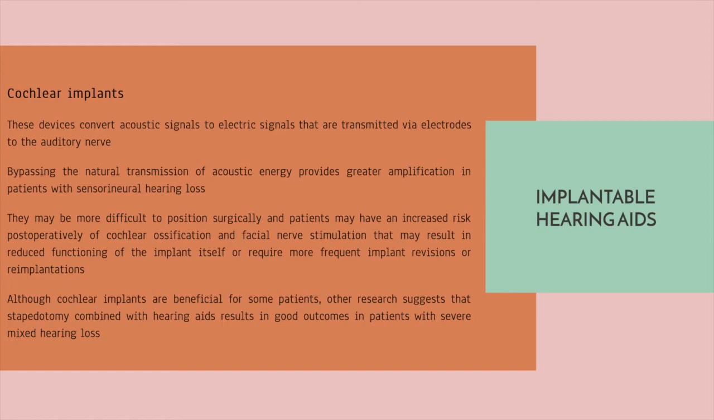The third one is cochlear implants. These devices convert acoustic signals into electric signals that are transmitted via electrodes to the auditory nerve. Bypassing the natural transmission of acoustic energy provides greater amplification in patients with sensorineural hearing loss. They may be more difficult to position surgically, and patients may have an increased risk post-operatively of cochlear ossification and facial nerve stimulation that may result in reduced functioning of the implant itself or require more frequent implant revision or reimplantations.